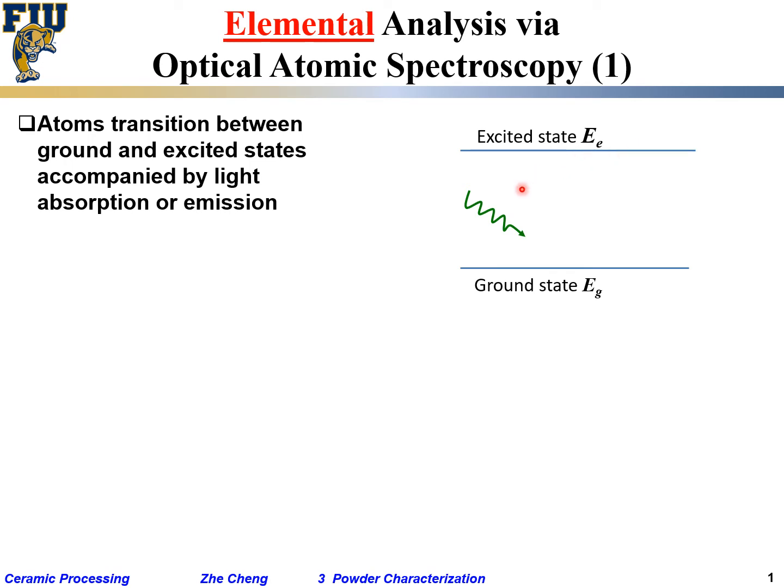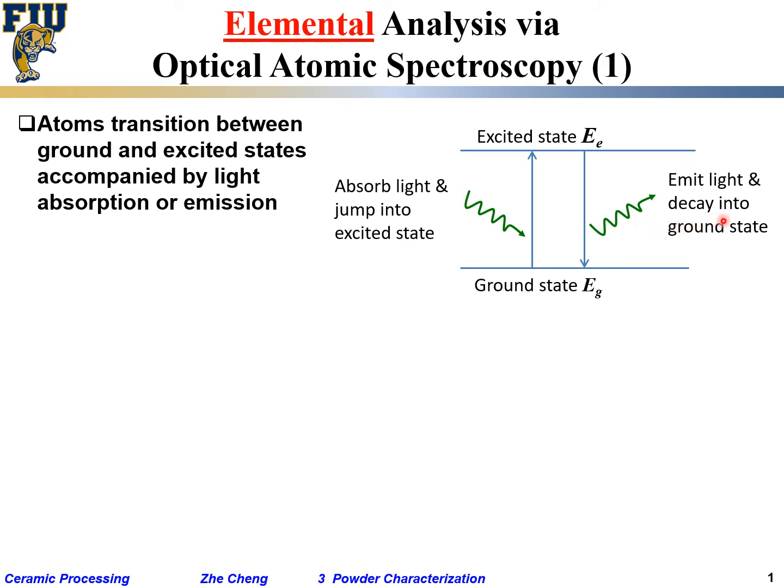When light, quite often visible light, comes into play, it is absorbed and the electron from the ground state goes to the excited state. Your incoming light intensity, if it matches this frequency, becomes a little bit weaker. Or the other way, if it's already excited, it can go back to the ground state, and in this process it emits a little bit of light and decays into the ground state.